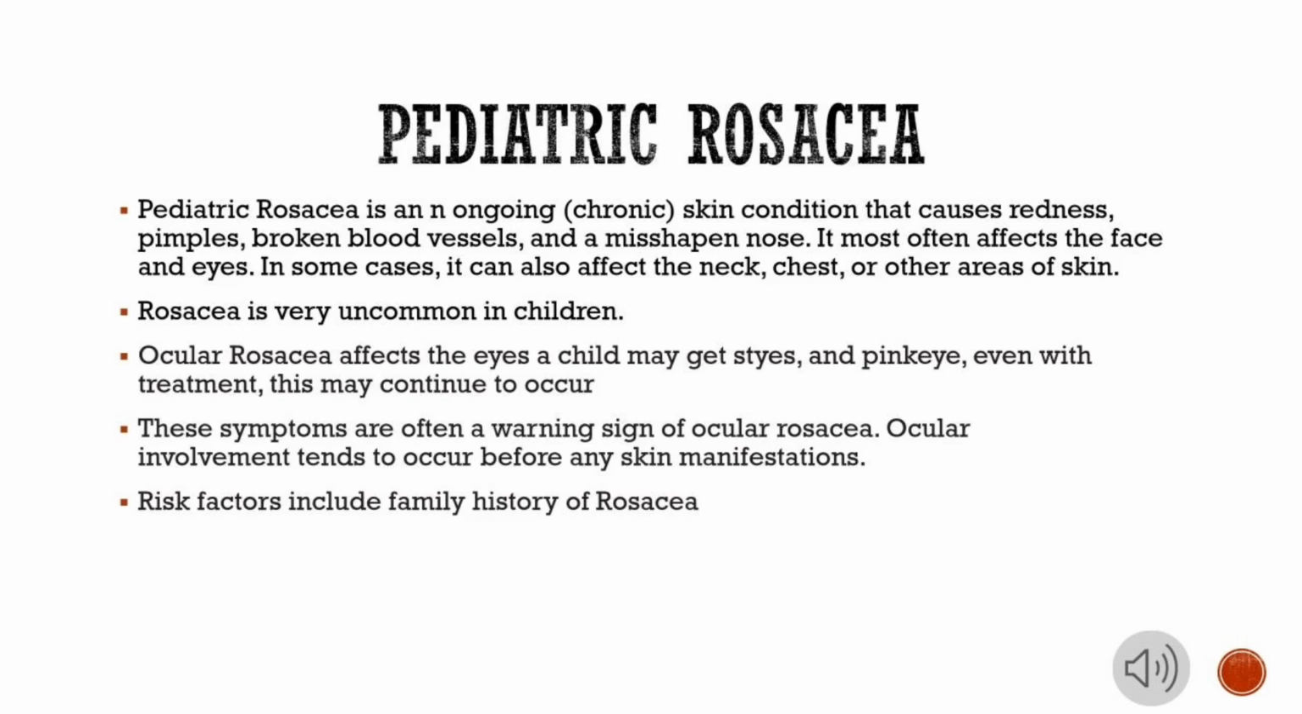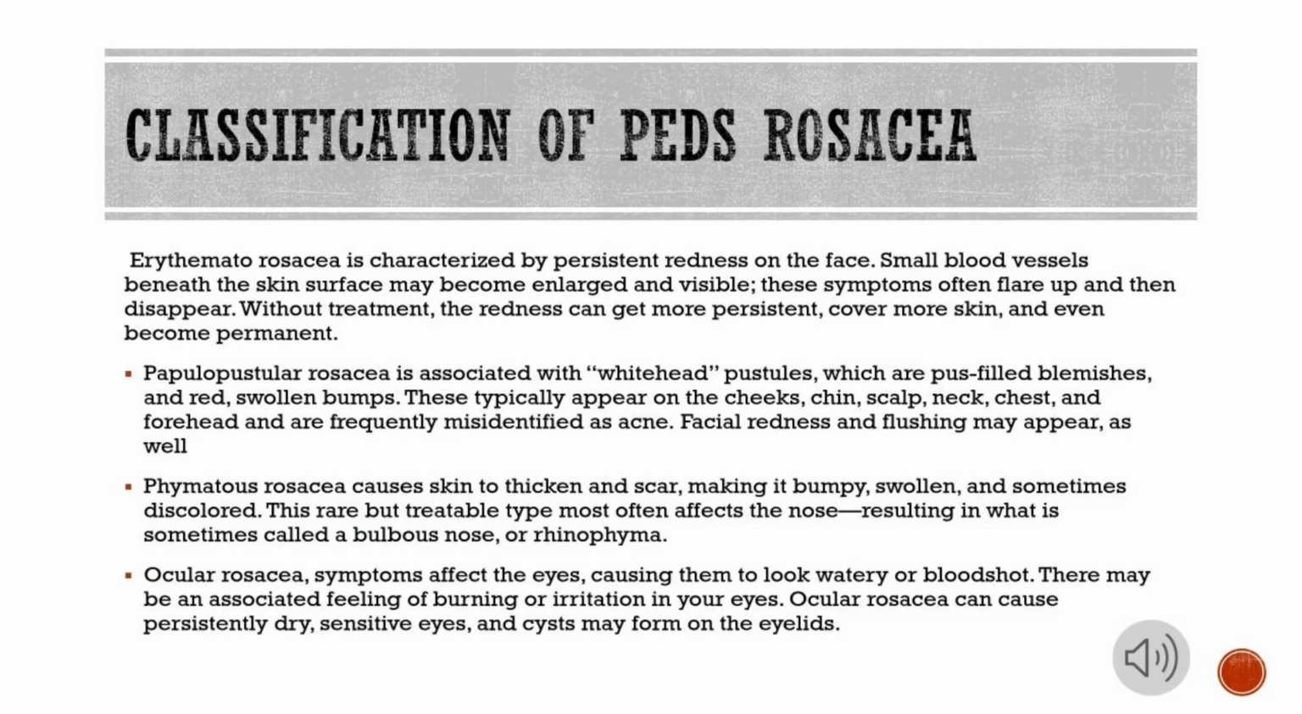Pediatric rosacea is an ongoing skin condition that causes redness, pimples, broken blood vessels, and a misshapen nose. It most often affects the face and the eyes. In some cases, it can also affect the neck, chest, or other areas of the skin. Rosacea is very uncommon in children.